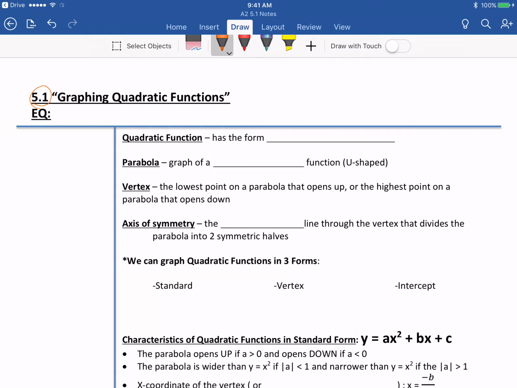Alright, so to start us off, your essential question for today is how do I graph quadratic functions?